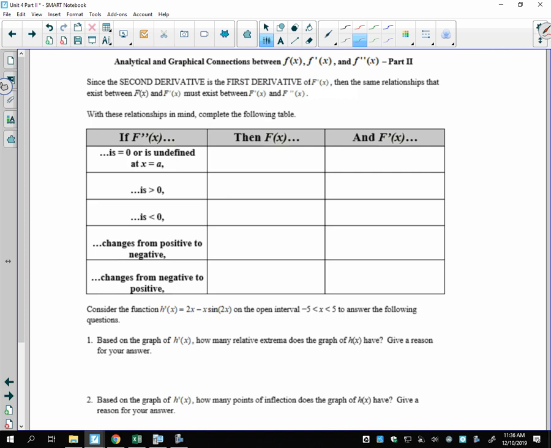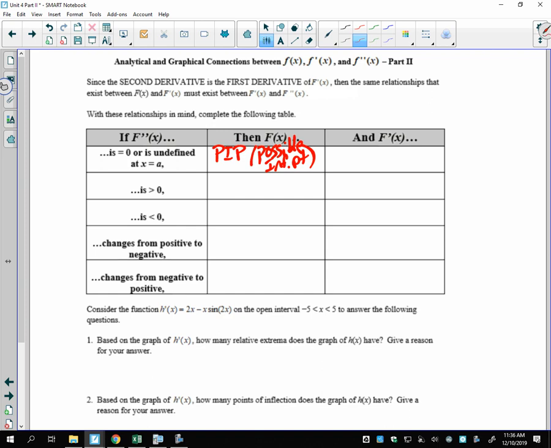So if the second derivative is equal to 0 or undefined, remember what that tells us about the original function. That is a possible inflection point, right? We still have to check, right? So if you don't want to write PIP, remember that it's a possible point of inflection where the graph changes concavity.